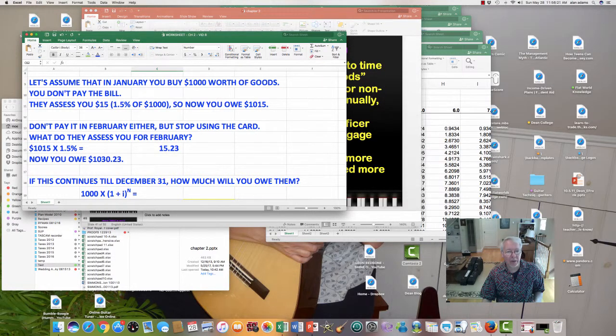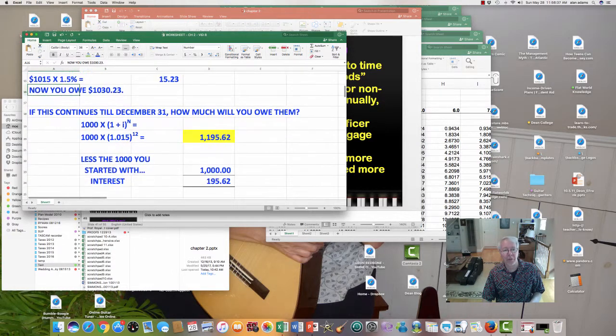Okay. So in February, there's the magic of compounding again, ladies and gentlemen. 1,015 times 1.5%, not the original 1,000. No, now they're compounding. So Visa is going to charge you more. So at the end of February, now you owe $1,030.23.